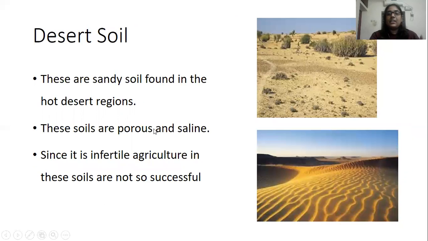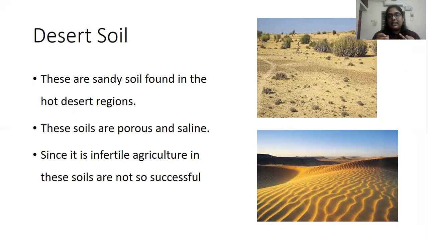Now let's see what desert soil is. So desert soil is very easy for you because you can pretty easily identify desert soil. The soil you see in a desert, right? Just like the name suggests. And these are sandy type of soil. Okay, it will be like sand, sandy soil. These are found in hot desert regions. In hot regions like deserts you will find this. And these soils are porous and saline.